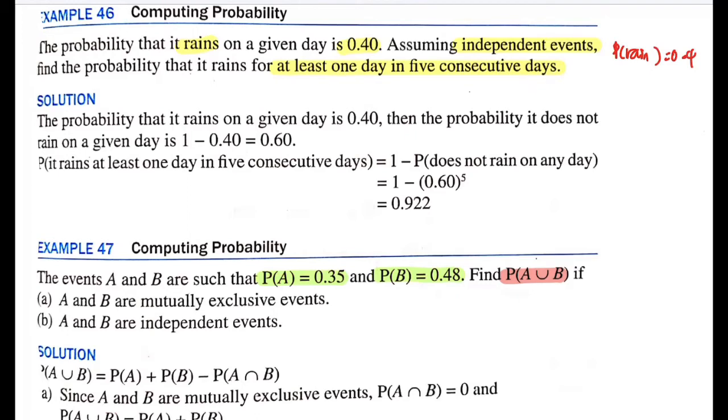When we want to solve a question for at least one day, let's use the notation: probability of at least one day of rain is just 1 minus probability of no rain. So this is how to use the notation at least one. If you want to use the notation at least one day, you just take 1, the total probability, minus probability of no rain at all.